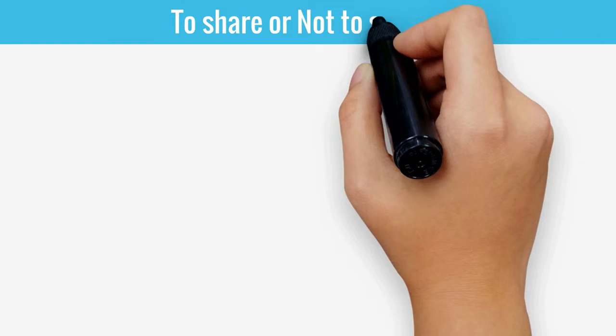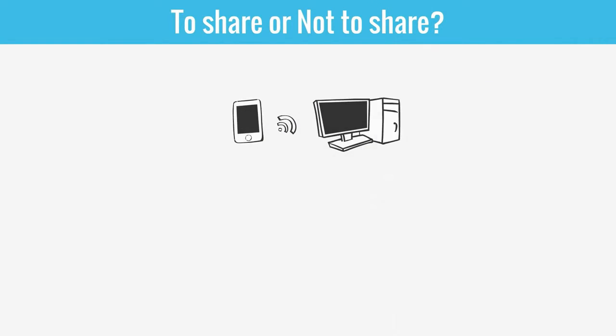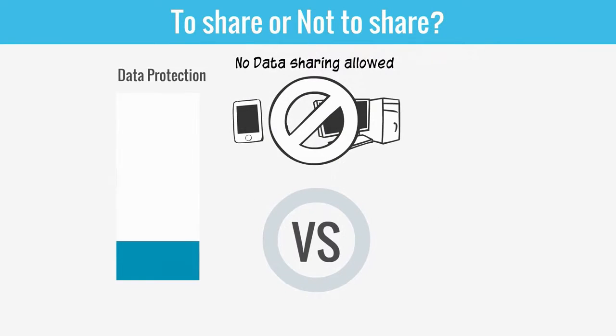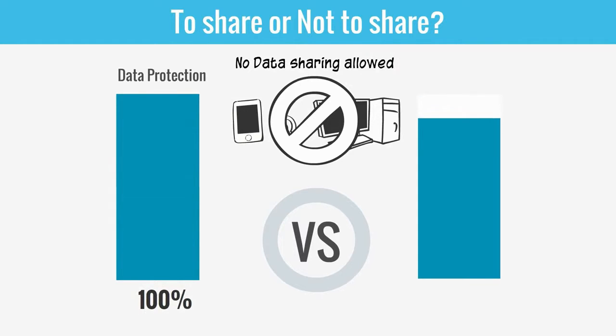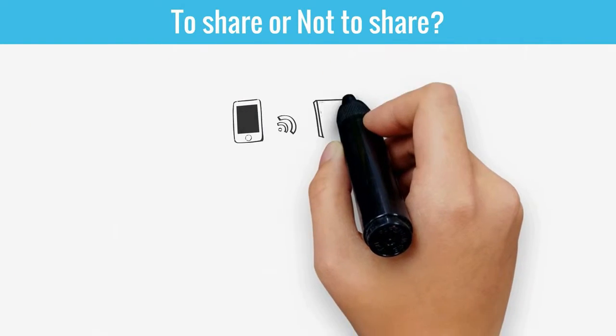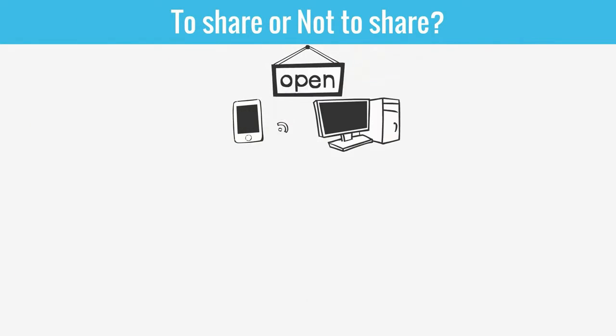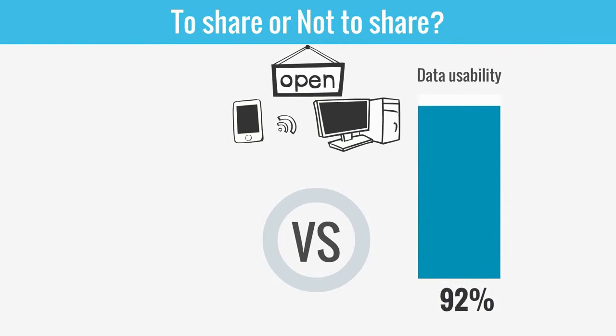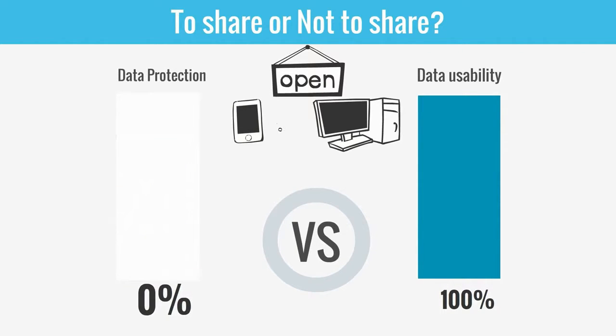The question in the community is to share or not to share. One may want to restrict any data access to achieve the best data protection, whereas such strategy will result in zero data usability. In contrast, someone may want to make data open accessible, which may maximize the data usability, but without providing any data protection.